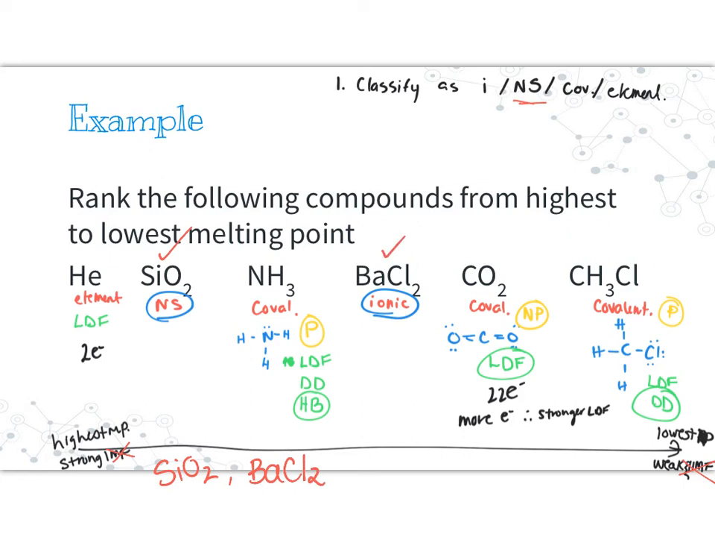BaCl2. It's ionic. Remember, ionic and metallic could be considered the same. I won't give you both, but if I had just a metal here, you'll want to include it as a metallic force. Next up is hydrogen bonding, NH3, then dipole-dipole, so CH3Cl. And last but not least are the 2 London dispersion forces. CO2 has larger or stronger London dispersion forces than helium. This should be our order.